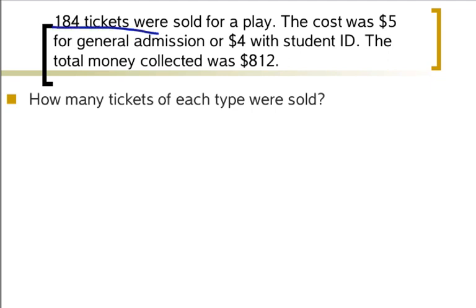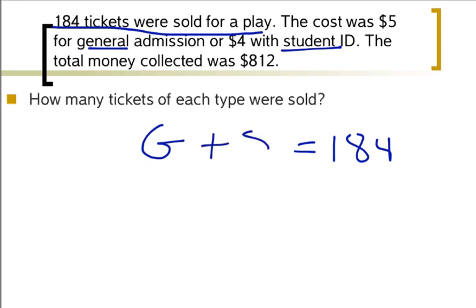There's 184 tickets sold for a play. All right, so we're going to have 184 equals. Well, there's two types of tickets. There's general admission, and then there's student ID. So in other words, if I added all my generals and my students, I would end up with 184 tickets.